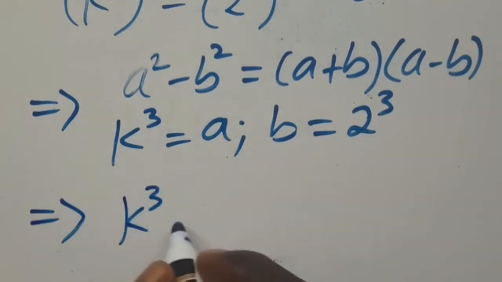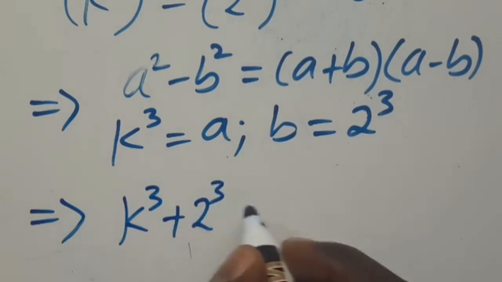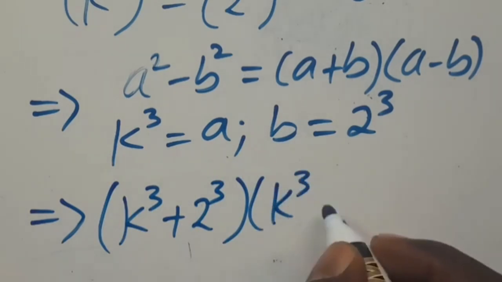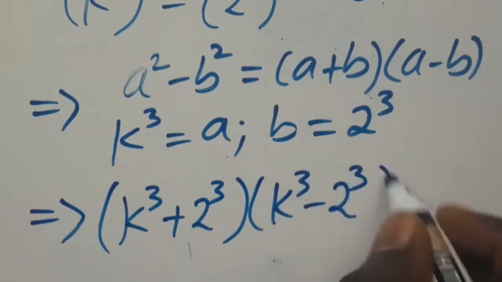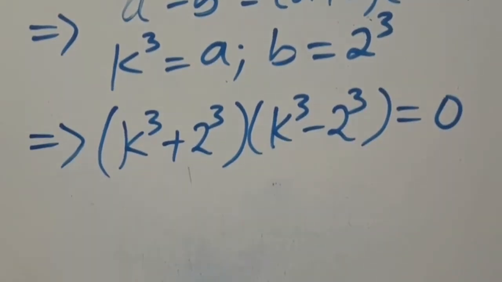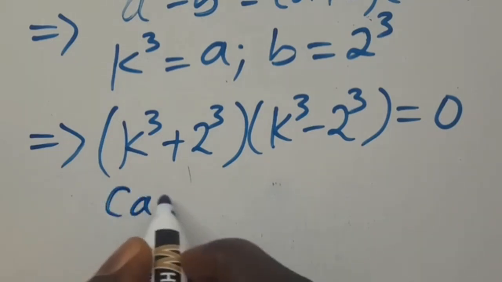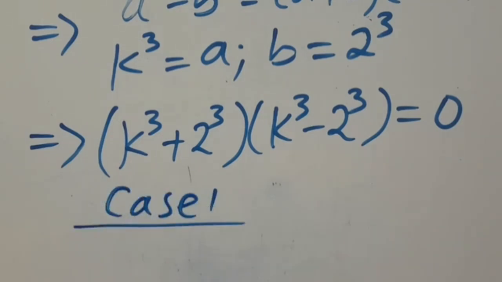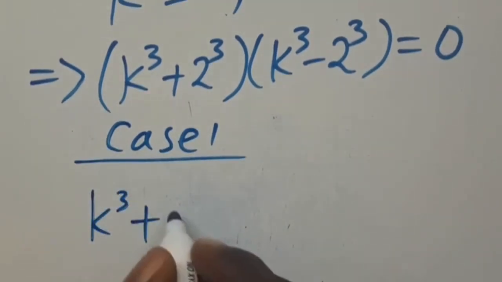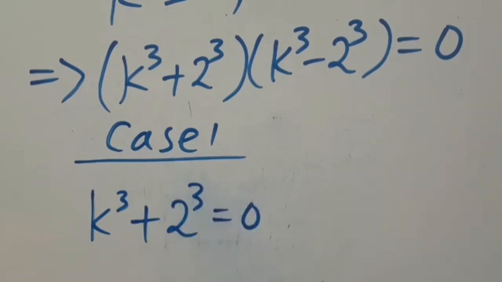k to the power of 3 plus 2 to the power of 3, all in bracket, again multiplied by k to the power of 3 minus 2 to the power of 3, all in bracket. Then we set everything to be equal to 0. What we are trying to say here is that for this expression to be equal to 0, either we have, let's say case 1, k to the power of 3 plus 2 to the power of 3 equals 0.